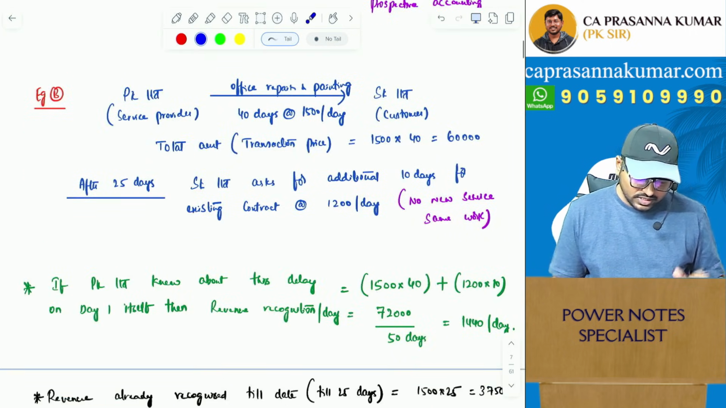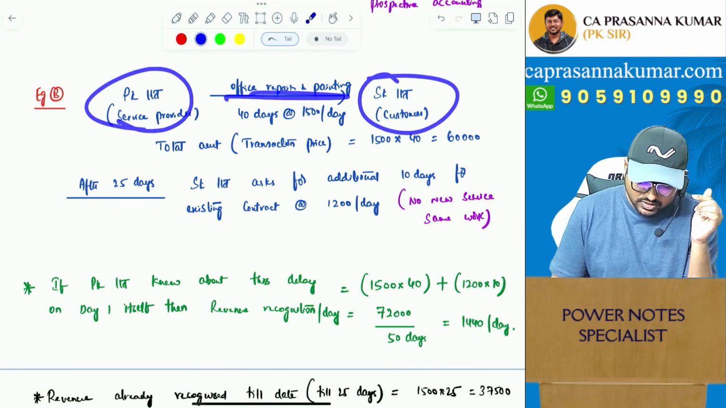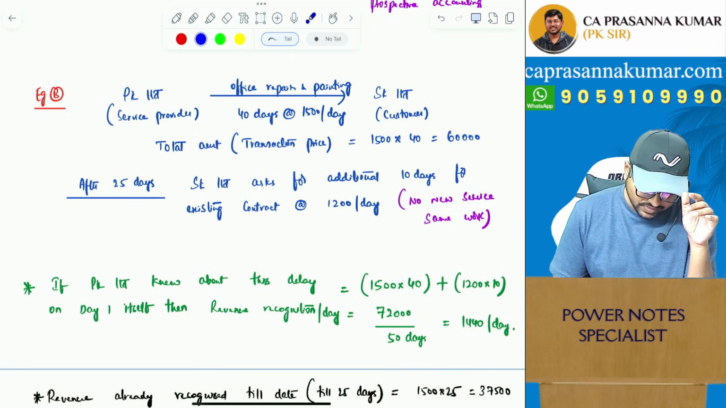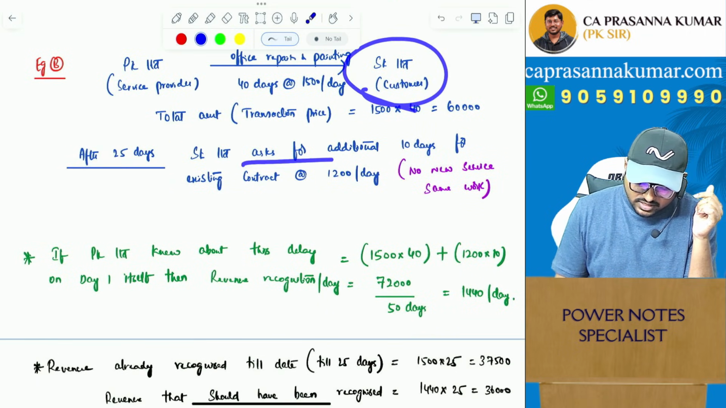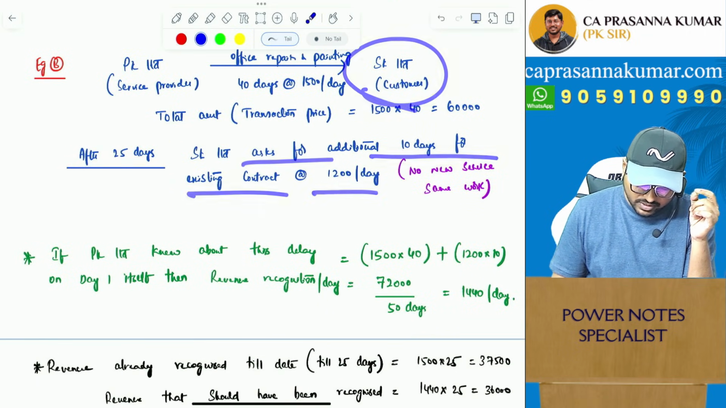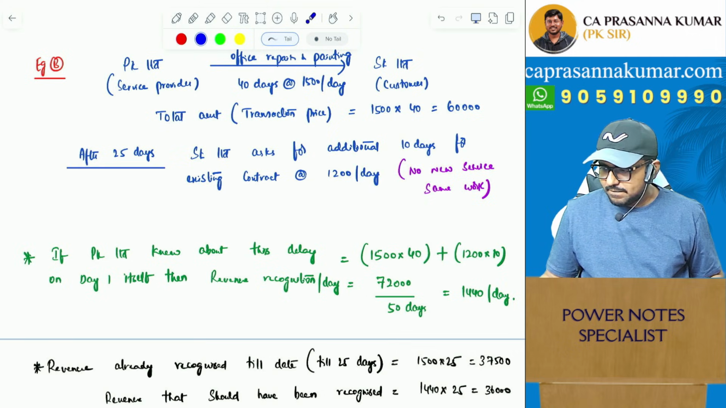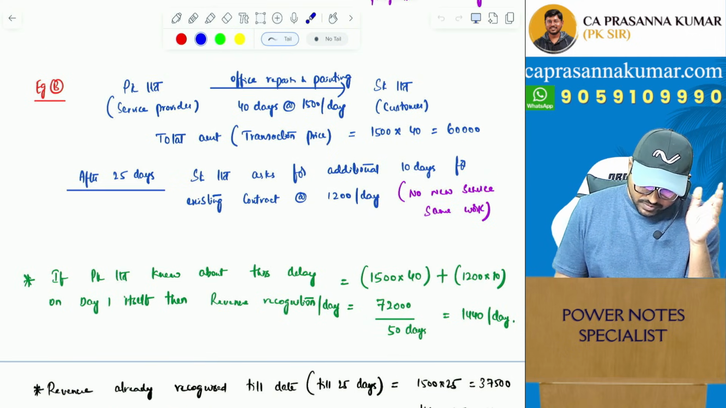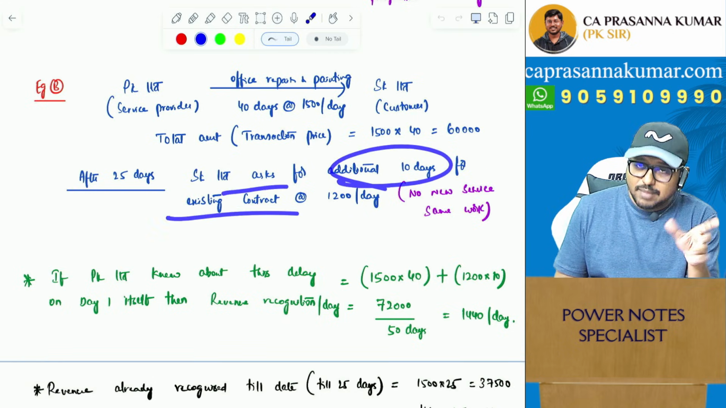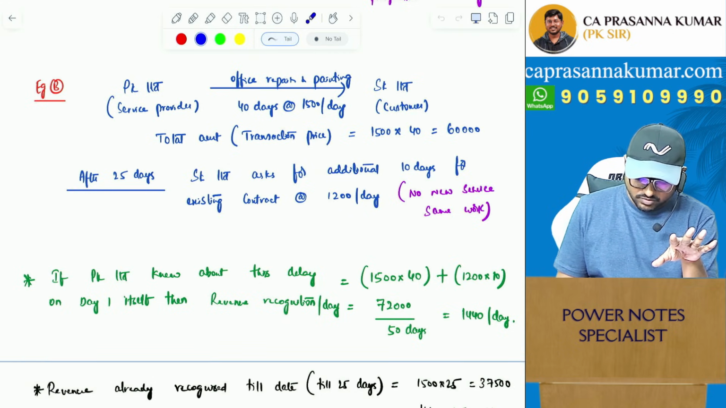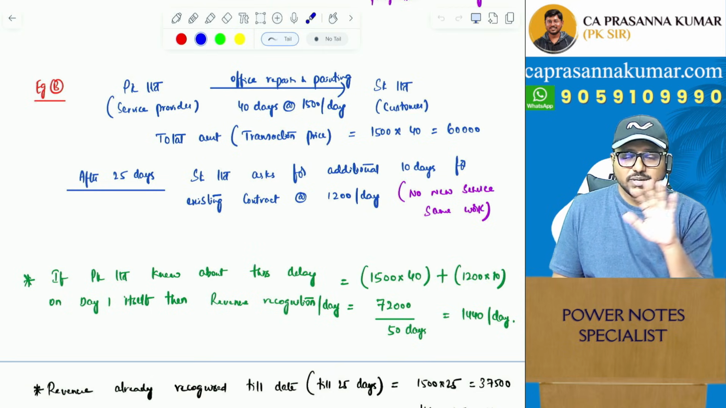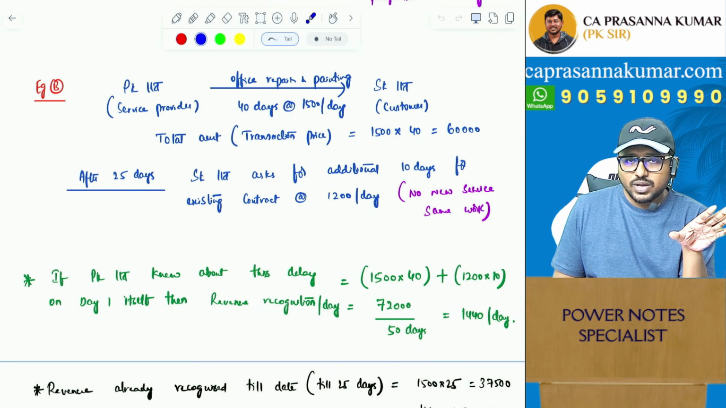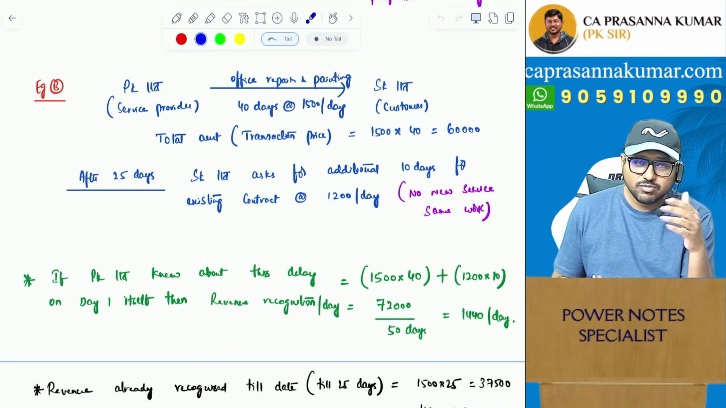The other case is, look at this example. Same example, same office repair and painting, 40 days at 1500 per day. Okay. Total transaction price will be 60,000. All right. After 25 days, the customer is asking for an additional 10 days for the existing contract at 1200 per day. So because of the customer, additional 10 days of work is happening for the existing contract itself, which is at 1200 per day. So there is no new service. It is not factory repair or painting. It is the same office only and same work. And as a result, because there is no new service, there is no question of treating it as a separate contract. It will be treated as the existing contract.